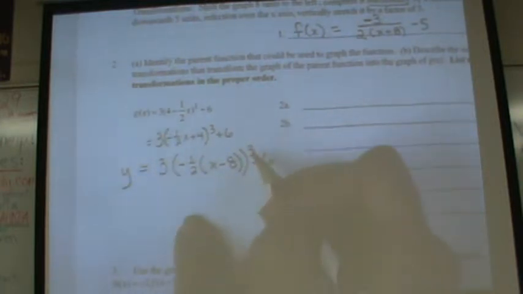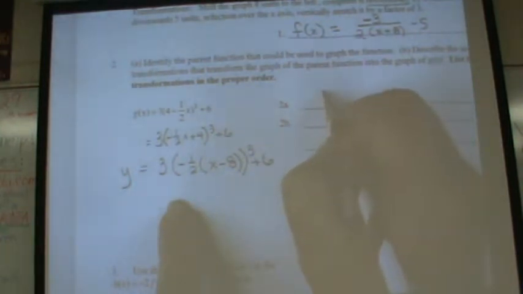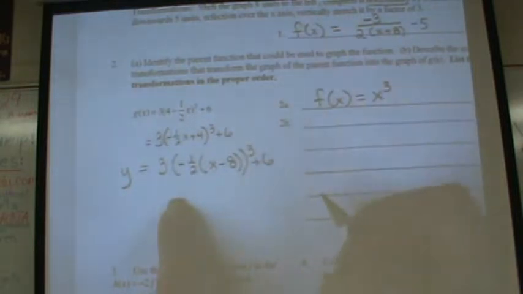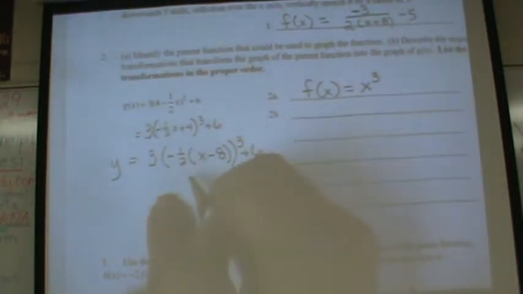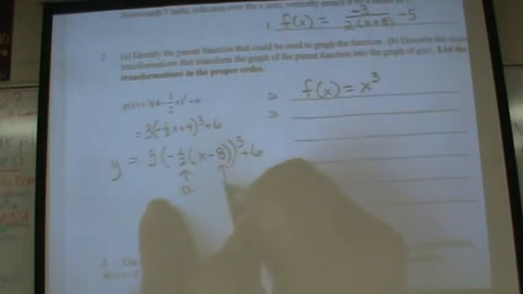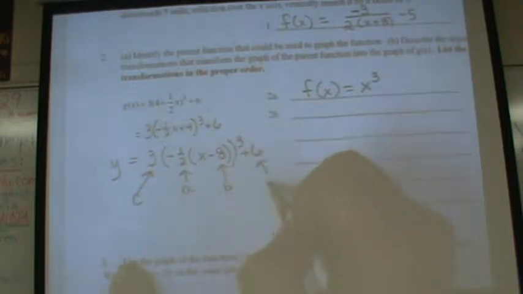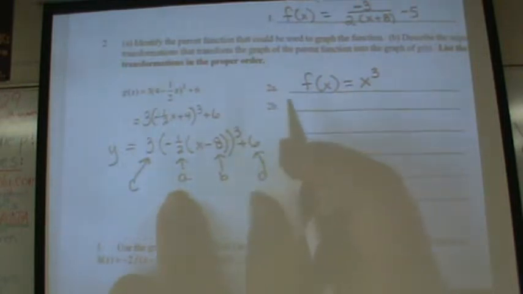Okay, so now for 2a, you need to write the parent function. You can write f of x is equal to x cubed. That's the parent function. It's the cubic function. Now, this is your a value right here. This is your b value. This is your c value. And this is your d value. So we start with a for the correct order.